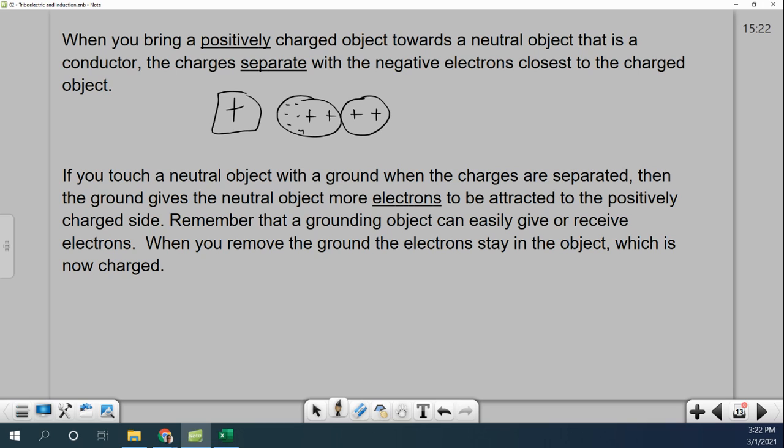If I were to touch a neutral object with a ground when the charges are separated, now here's the tricky part. I use my finger or a wire and I connect this to the ground. It's positively charged. So what does the ground want to do? Well, ground is going to try and neutralize it. It's going to swing some electrons up here until this is neutral. Cool.